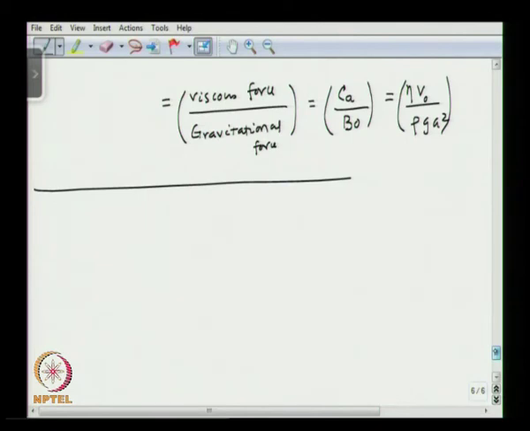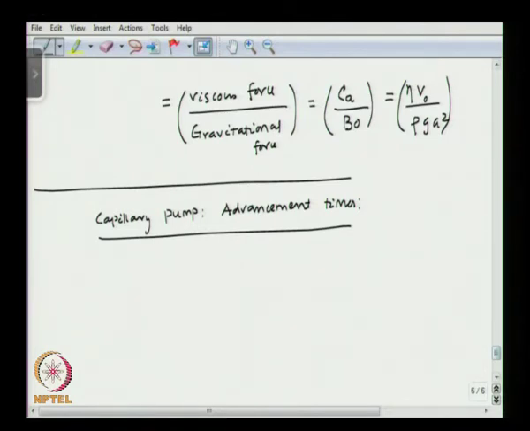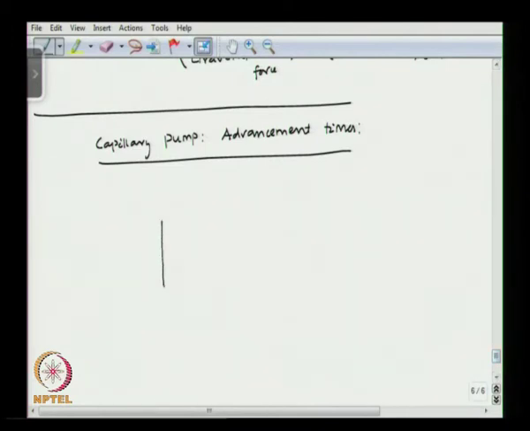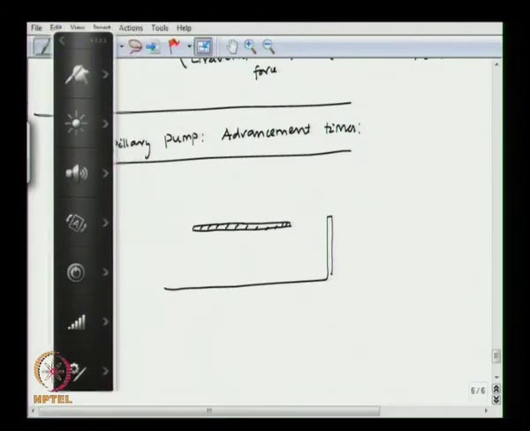Okay. So, with that, let us talk about the capillary advancement times in a capillary pump. We consider a flat rectangular channel which looks like this, and this is the top channel wall. The inlet of the channel is typically larger in cross section.